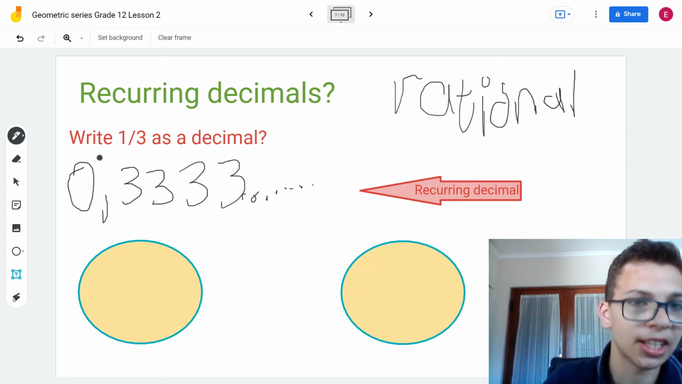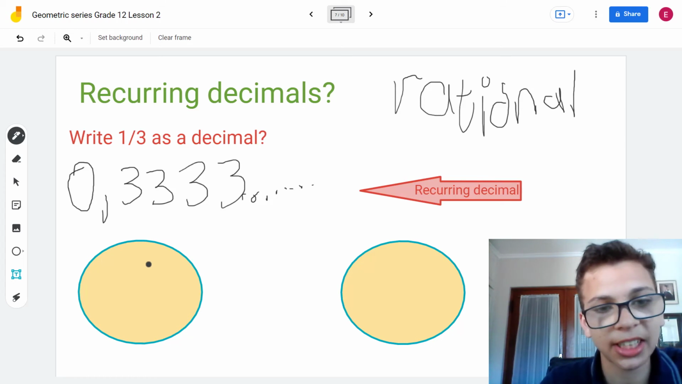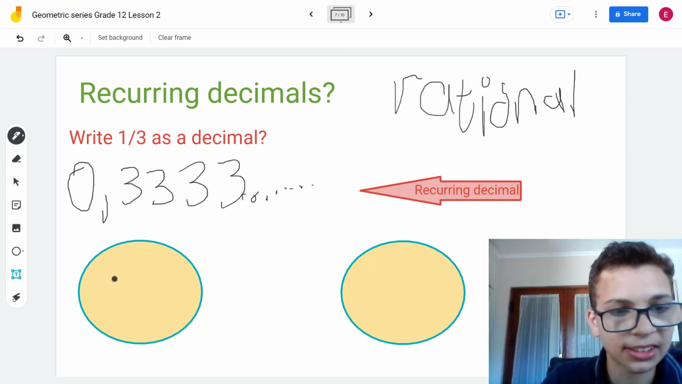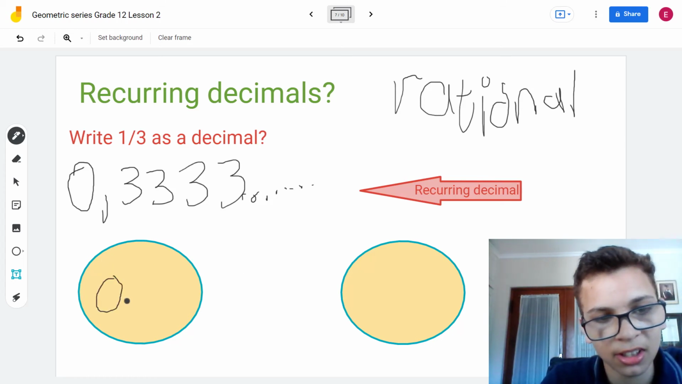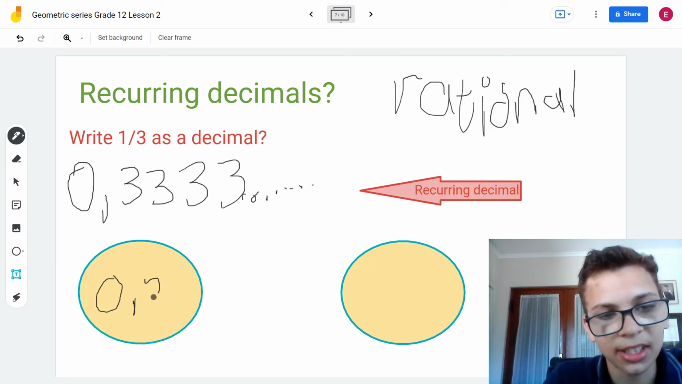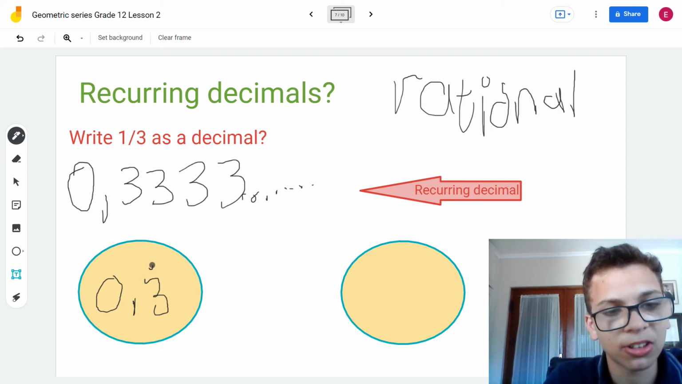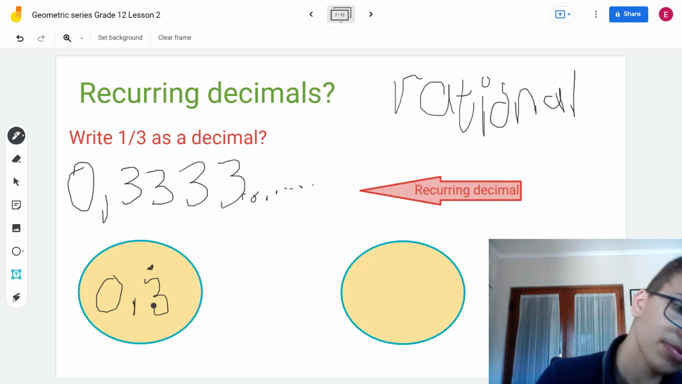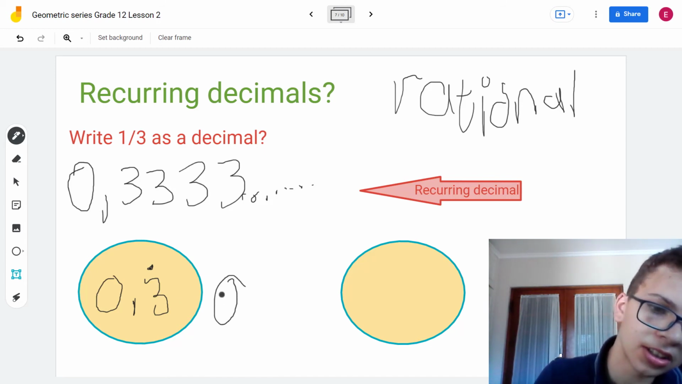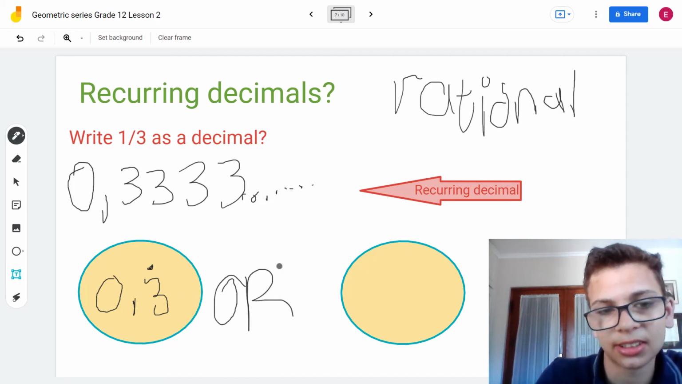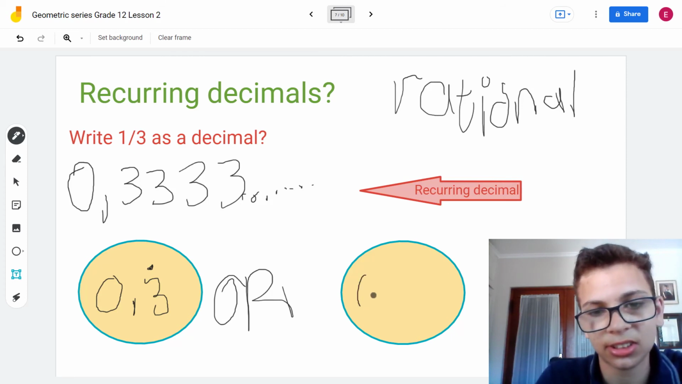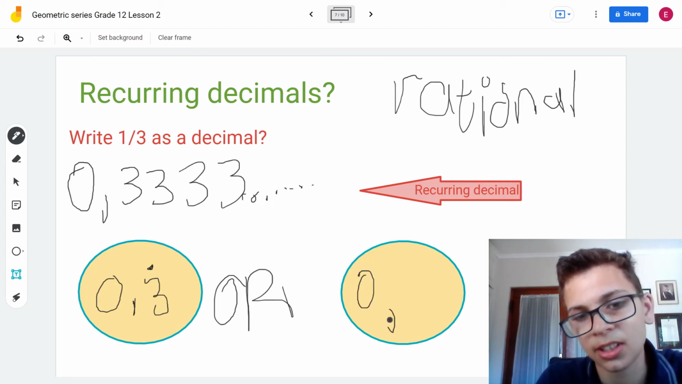Okay, so 1 over 3, that's 2 integers. Now, what's the notation for it? Well, we can either write it as 0.3 with a dot on top of it, right? Or we can write it as 0.3 with a line on top of it.